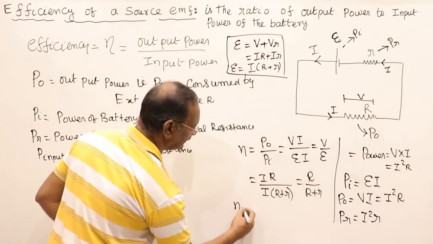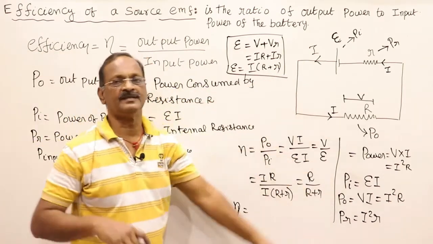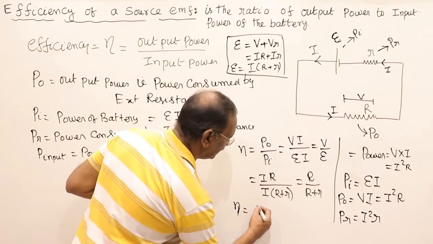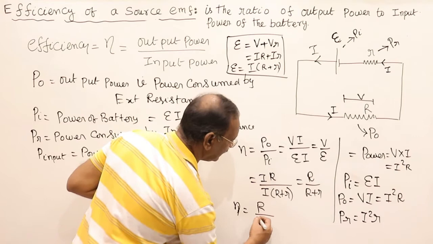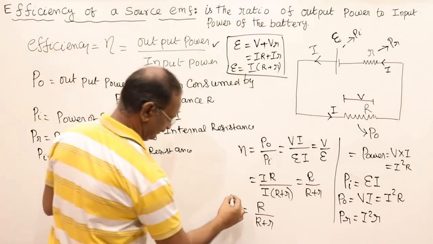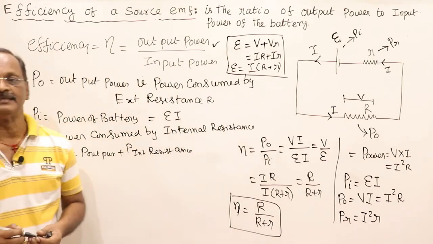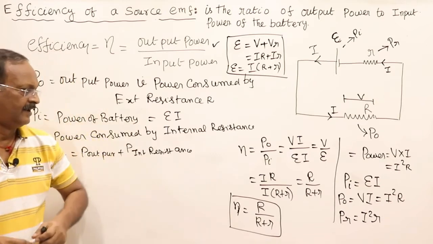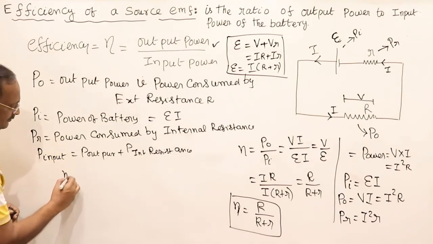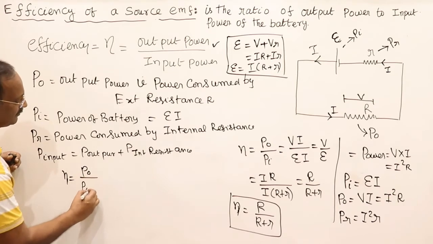Therefore, the efficiency of this battery, which is a source of EMF, can be written as output power by input power, which is R, the external resistance, divided by the total resistance, that is, external resistance plus internal resistance. We can write it in this form also. Otherwise, efficiency is equal to P output by P input. What is P output?